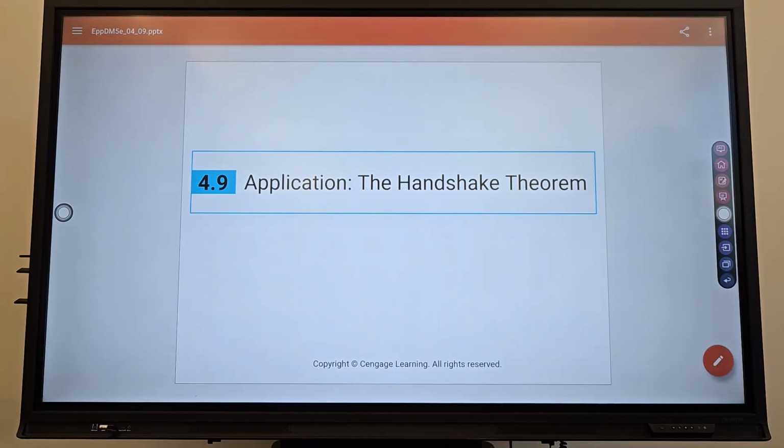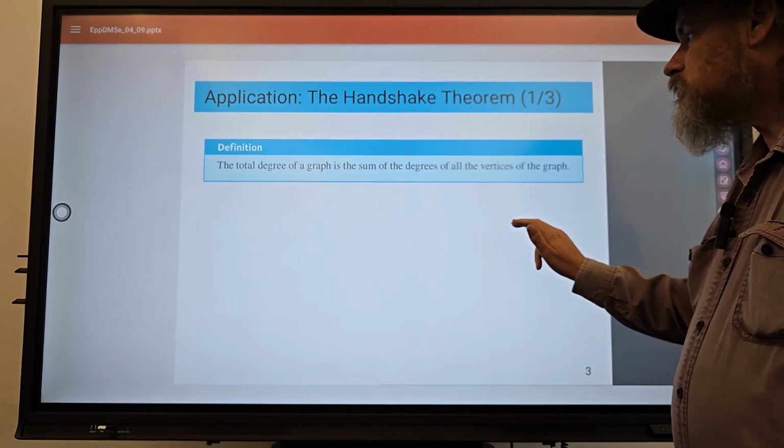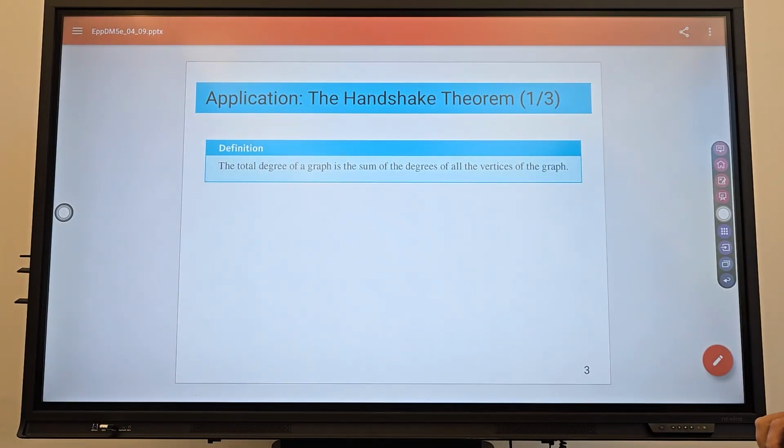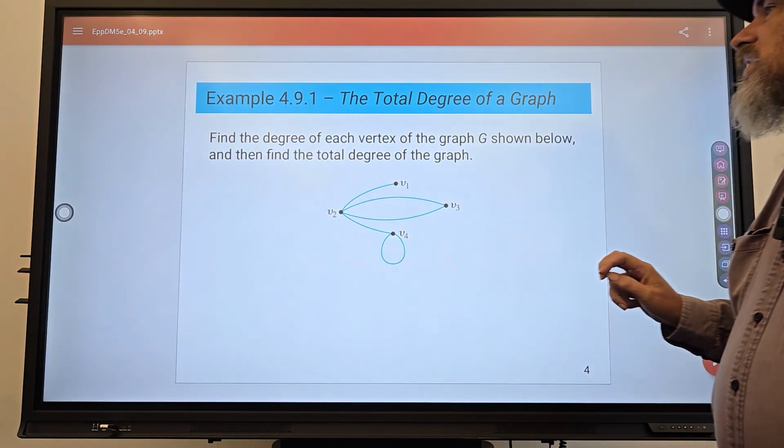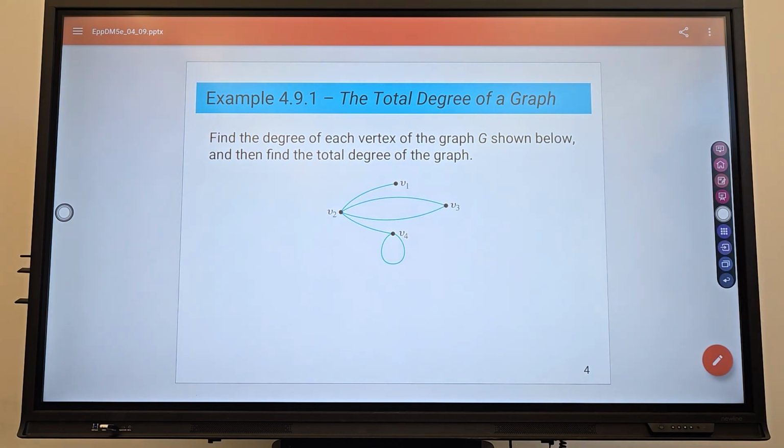Application, the handshake theorem. Definition: the total degree of a graph is the sum of the degrees of all of the vertices in the graph. Find the degree of each vertex of the graph G shown below, and then find the total degree of the graph.